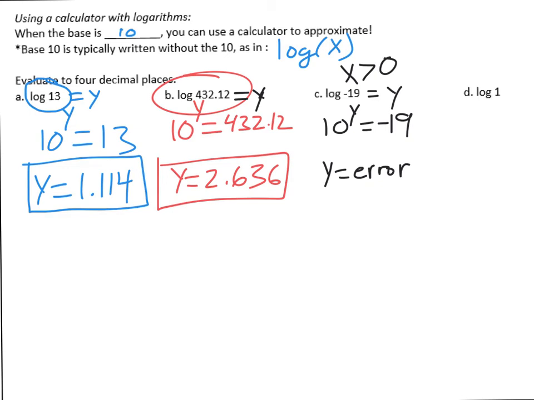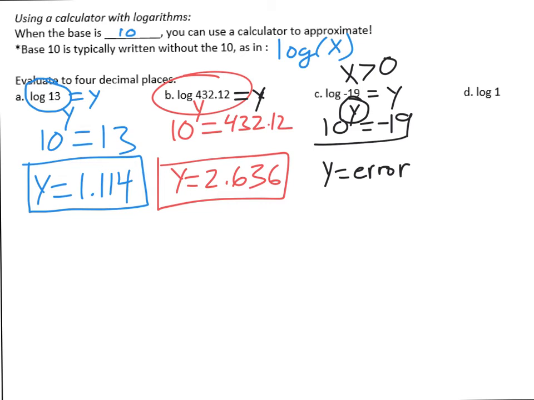The domain would be x greater than 0, right? So that's not in the domain, so it doesn't work. What it really means is right here. You could look far and wide to try to put a number in for y that you could do 10 to that power to give you negative 19. It's not going to happen. Okay, it's mathematically impossible, which is why this has the restricted domain that it does. Okay.